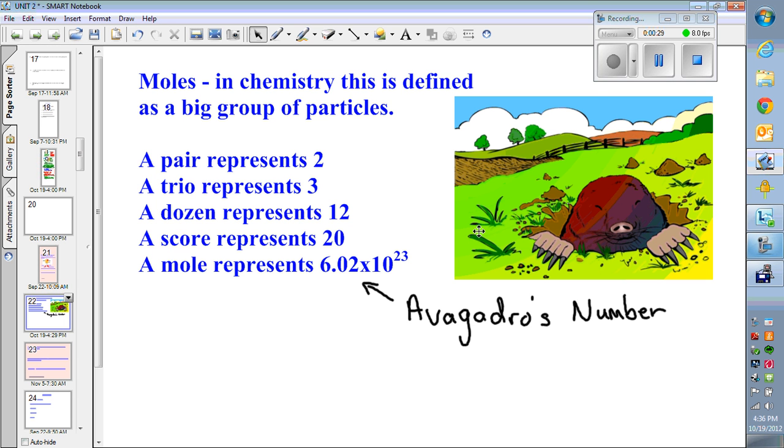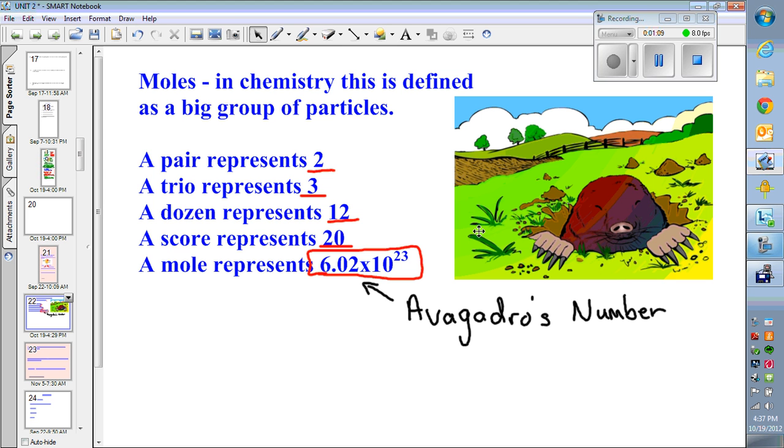So a pair would represent 2, a trio of things would be 3. We talk about a dozen being 12. A score of arrows would be 20 arrows. And in chemistry, when we talk about a mole of atoms, we're talking about 6.02 times 10 to the 23 atoms. And that number is known as Avogadro's number. So that's how we will convert from number of particles to number of moles. And we could even convert from mass, using mass and moles from our previous formulas, and tie in Avogadro's number into there as well.